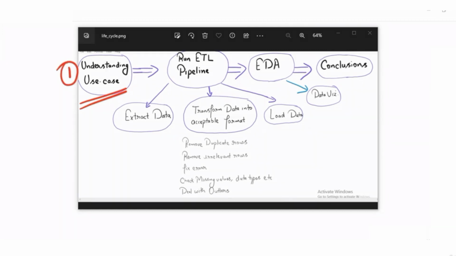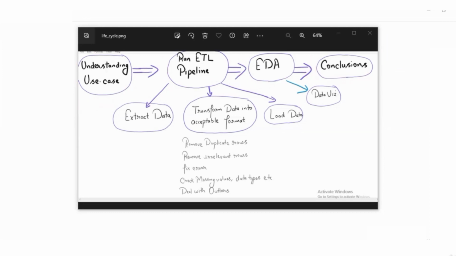So this is the very first step. The whole life cycle is about 4 steps, and you can solve any case study by following these 4 steps. The first step is to understand the use case. The second step is to run the ETL pipeline. We will discuss what the ETL pipeline is in much more detail. The third step is to do something known as EDA, or data analysis. The fourth is to make conclusions from the analysis that you have done. This is the general life cycle that you have to follow at the end of the day.